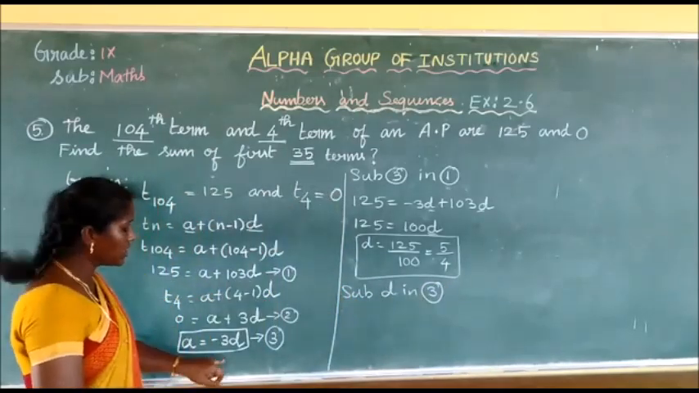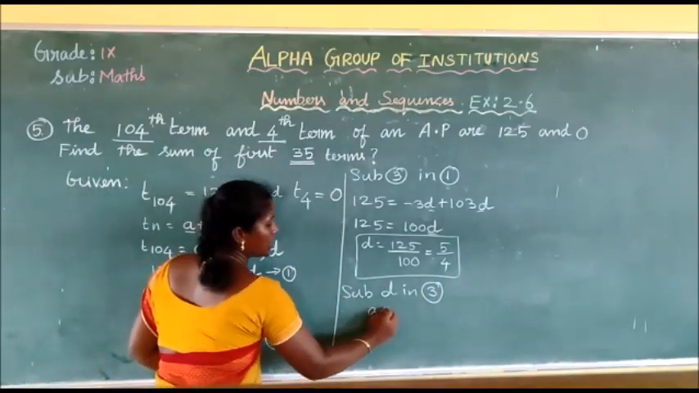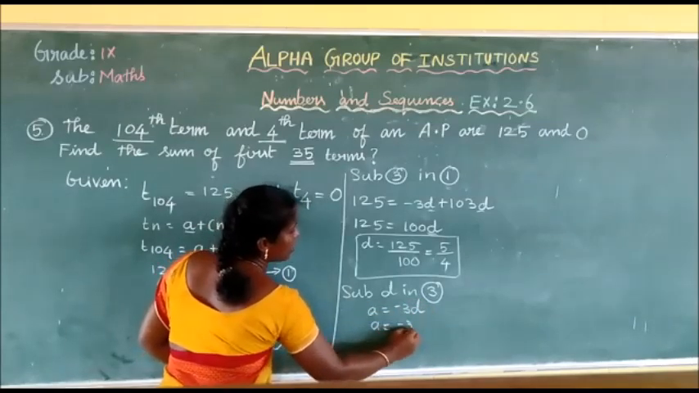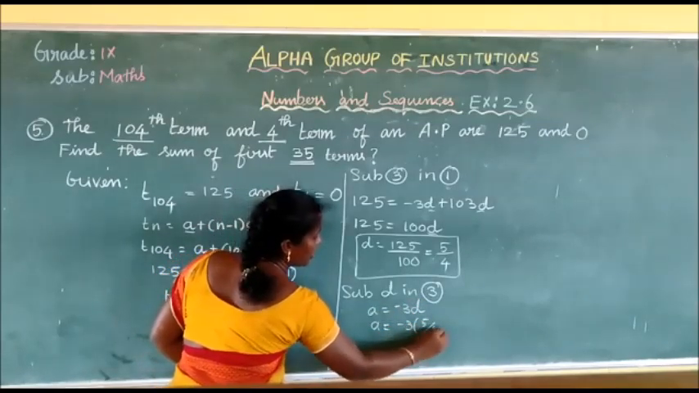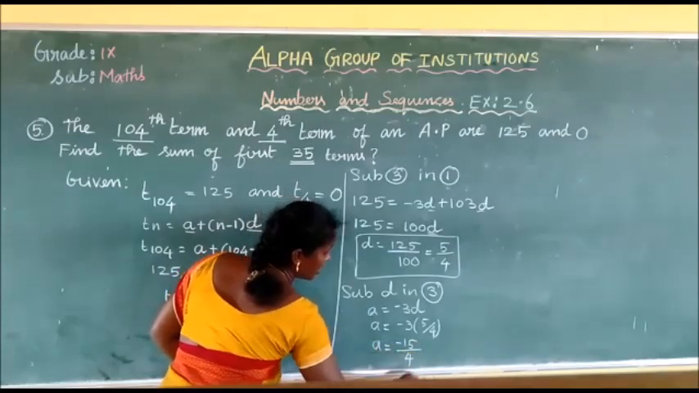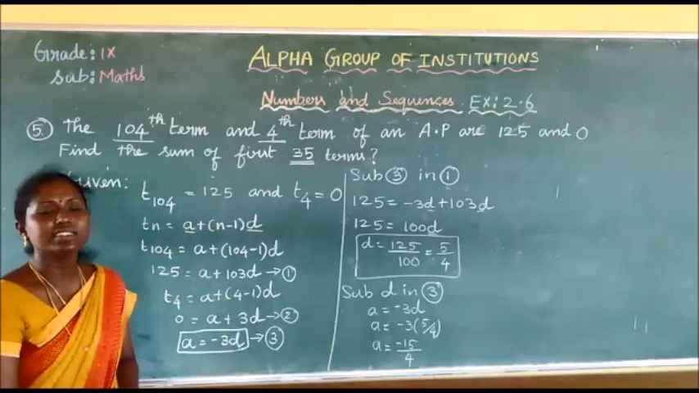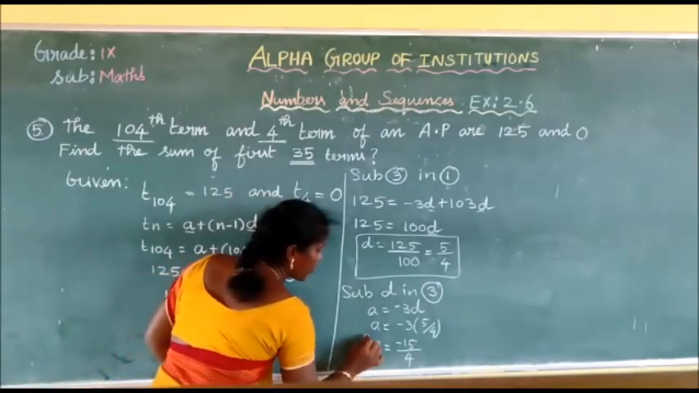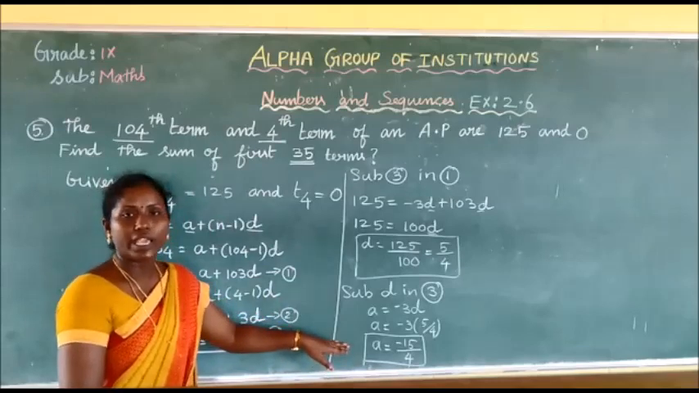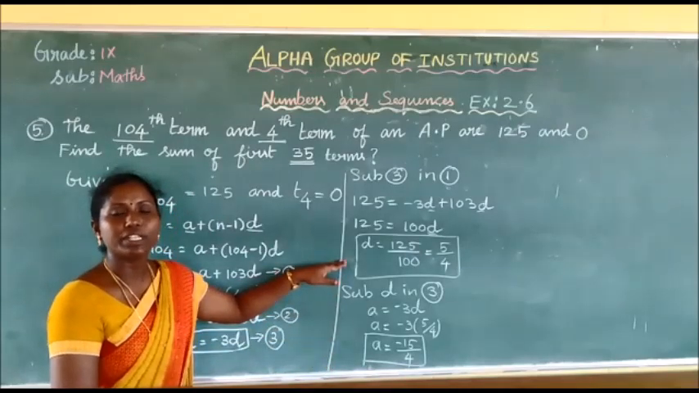What is the third equation? A is equal to minus 3D. That is, A is equal to minus 3 into 5 by 4. That is A is equal to minus 15 by 4. We got the value of A as minus 15 by 4. Yes. Now in our hand, we have the value of A and also the common difference D.